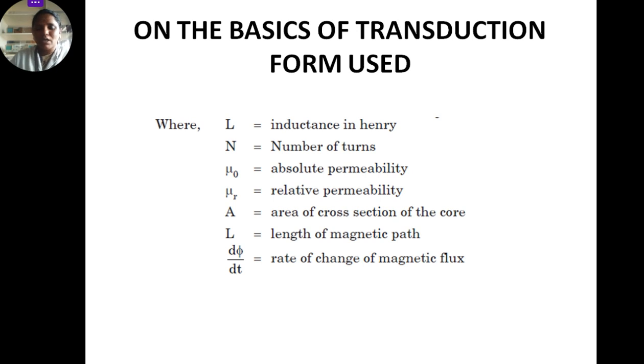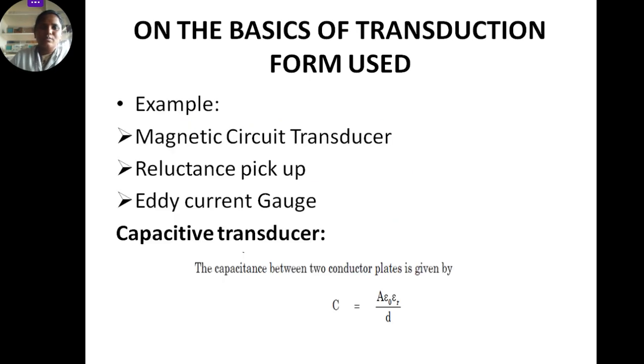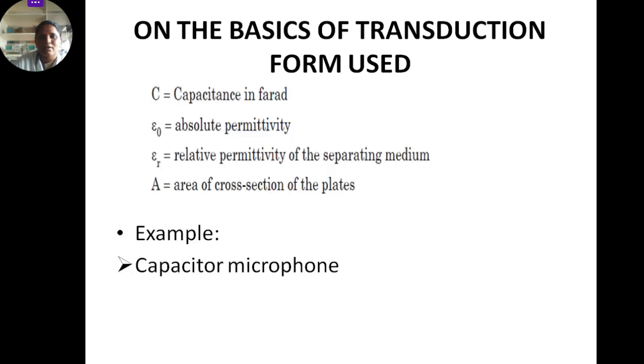It can be used as the inductive transducer. Next, examples of the magnetic circuit transducer: reluctance pickup, eddy current gauge. Next we discuss the capacitive transducer. C is equal to A into epsilon divided by d. Epsilon is substituted by epsilon naught and epsilon r. Epsilon naught means absolute permittivity, epsilon r means relative permittivity of the medium. A means area of cross section. An example of the capacitive transducer is the capacitor microphone.